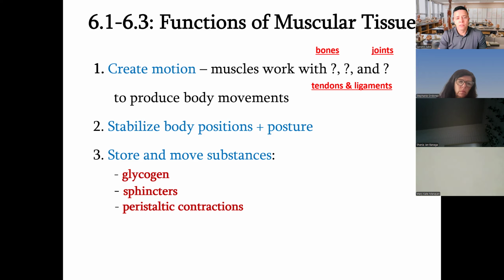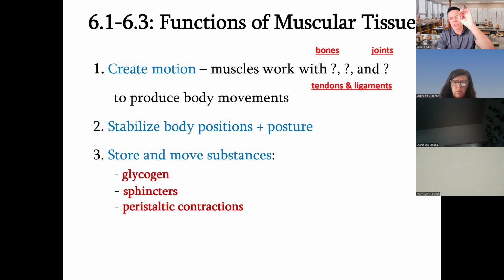And throughout the digestive tract, we're going to find a circular muscle, smooth muscle, that helps to control the passage of the food item from one place to another. For example, we have a sphincter between the esophagus and the stomach. We have a sphincter between the stomach and the small intestine.